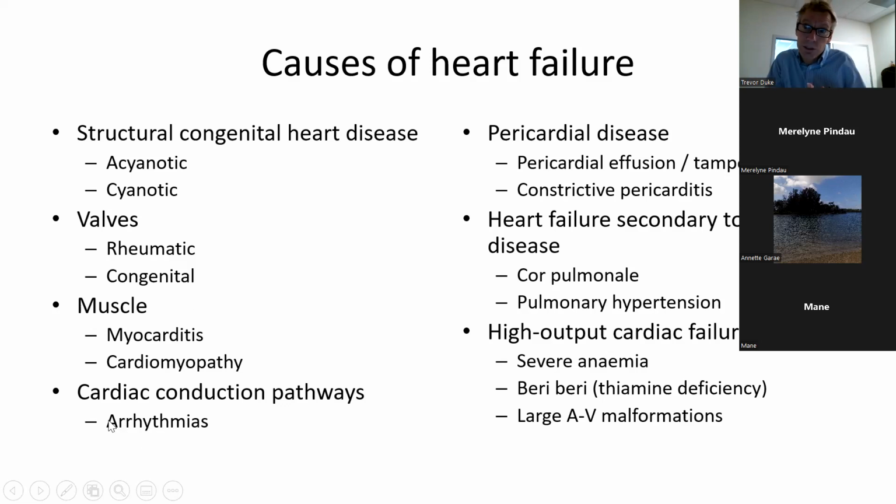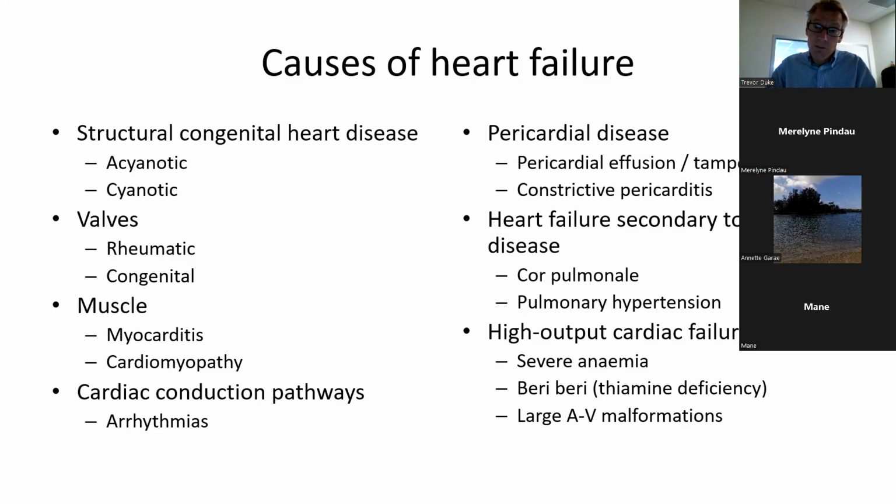So, for example, there are some children that have incessant tachyarrhythmias, like supraventricular tachyarrhythmia, and they'll go into heart failure. There's nothing wrong with the muscle of their heart or their valves, but they've got a cardiac conduction abnormality that puts them in heart failure. So it's important to think about that as well. And then some children will have pericardial disease. So they may have a pericardial effusion or tamponade or constrictive pericarditis, for example, with tuberculosis.